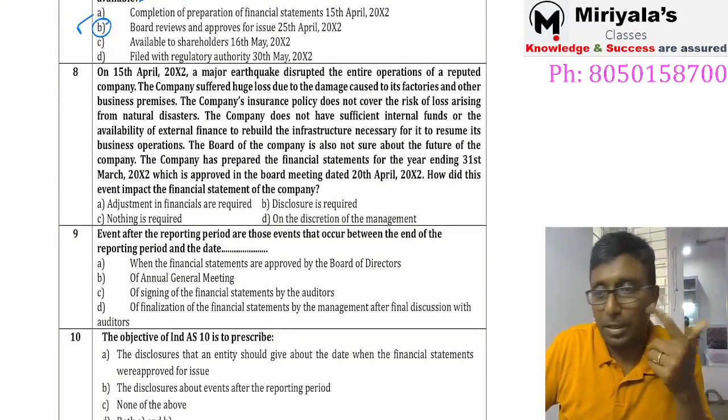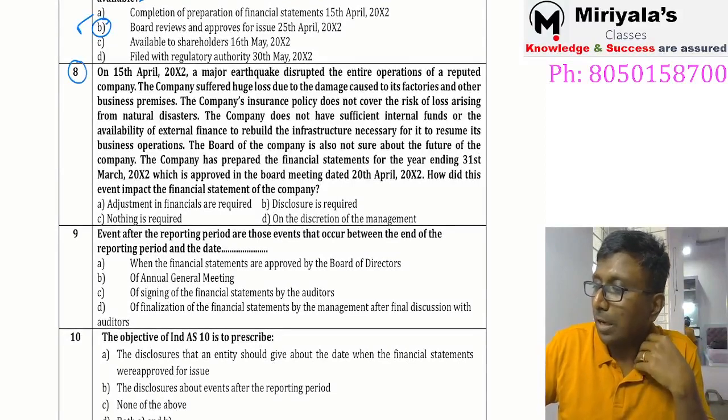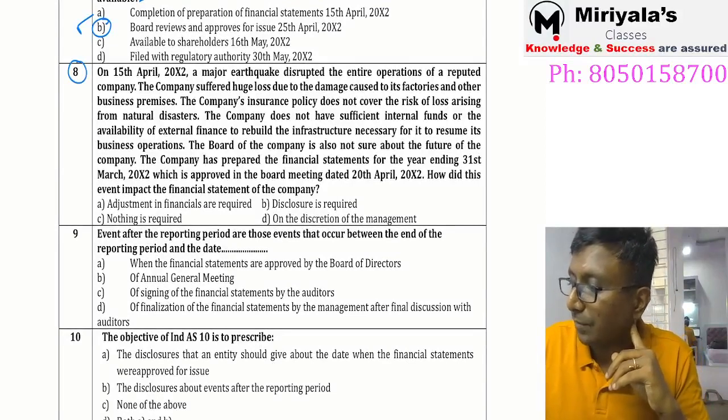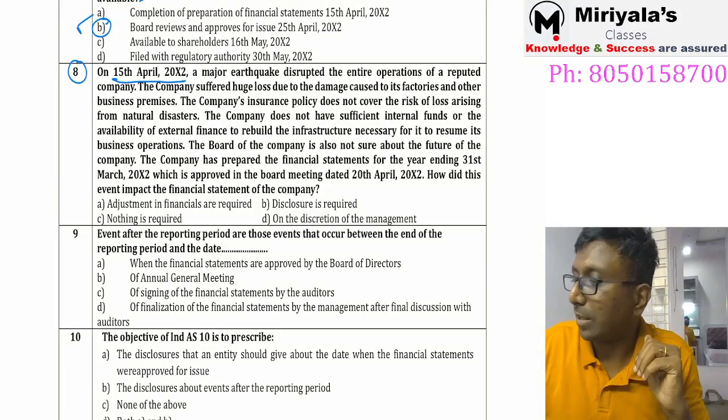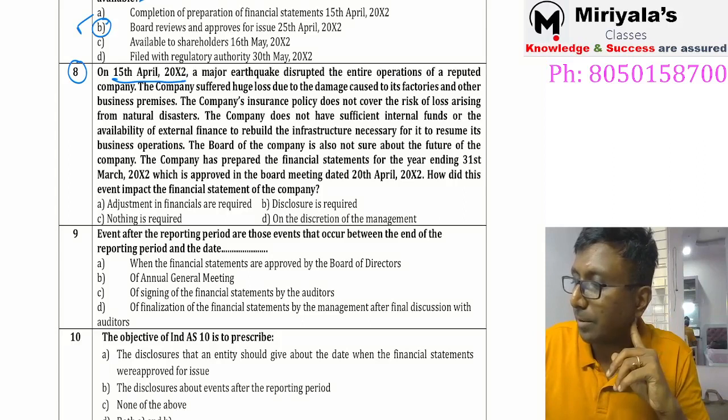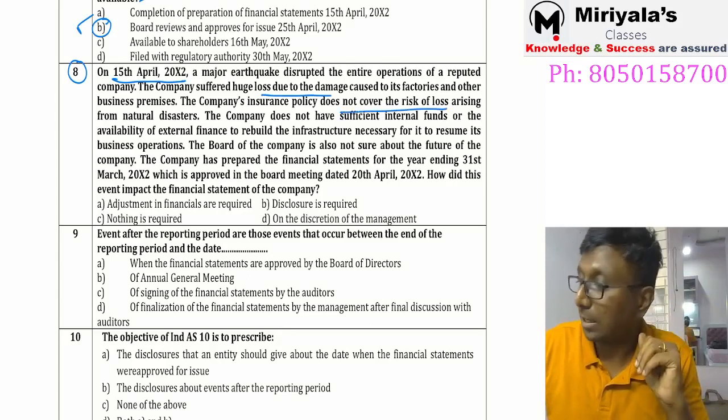On 15th April, let's go to the 8th bit. On 15th April, a major earthquake disrupted the entire operations of the reputed company, which is a subsequent event. The company suffered huge loss due to the damage caused to its factories and other business premises. The company's insurance policy does not cover this. That means not even a paisa will come.